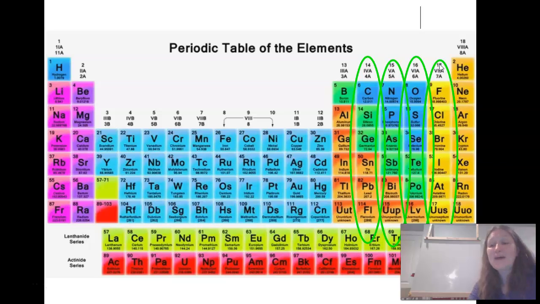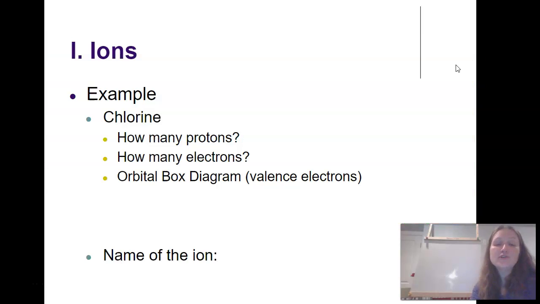So it does make a pattern as we travel left to right across the periodic table. Plus 1, plus 2, plus 3, plus or minus 4, minus 3, minus 2, minus 1, right? And then obviously 0.